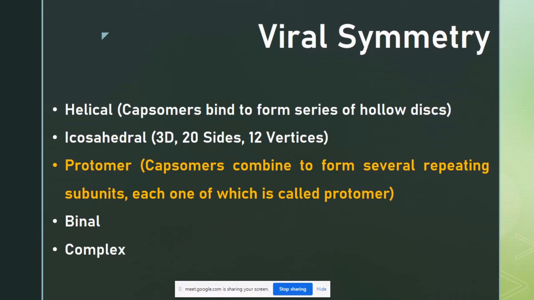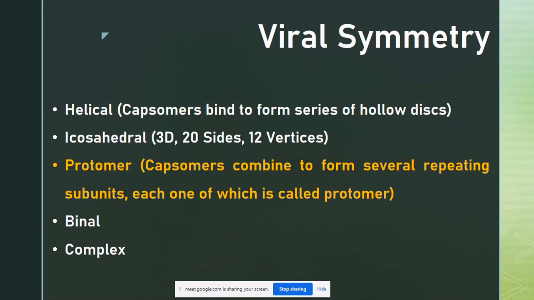Coming to the symmetry after the formation of capsid. We can see 4 different types of viral symmetries. If the capsomers bind to each other to form a hollow disc, and then one is placed above another like a cylinder, it becomes a helical type of virus. Just now I showed you the diagram of Ebola virus. So that could be a helical symmetry. But icosahedral symmetry is a 3D structure like a diamond, but it's a hexagonal 3D. It has got 20 sides, 12 vertices, and so on. So this part we just talked about. Protomer is the one that forms capsomer.